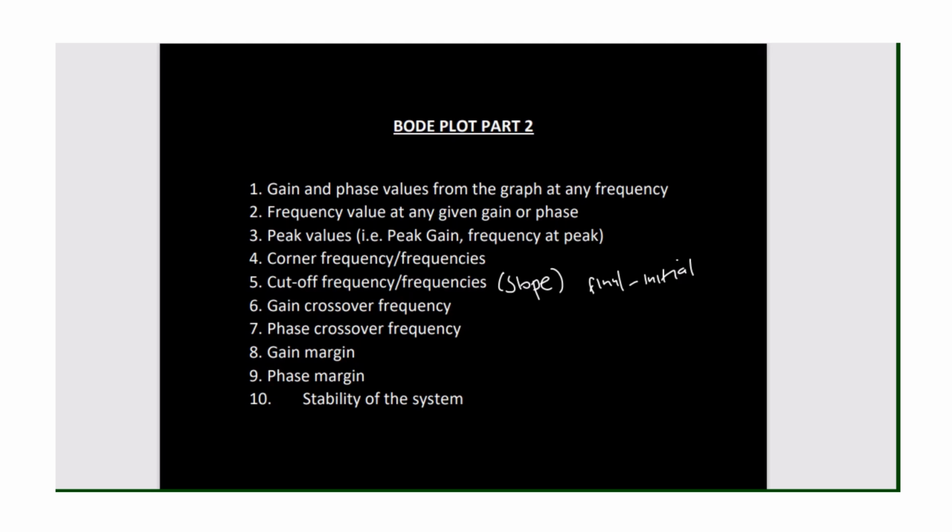Now these last ones, number 6 to 10, are very important. Let's start with gain crossover frequency. Gain crossover frequency is the frequency when gain is 0 decibels. Phase crossover frequency is the frequency when phase is minus 180 degrees. Those 2 points are very important: 0 decibels and minus 180 degrees. Then we have gain margin. Gain margin, I like using a formula which is 0 minus gain.